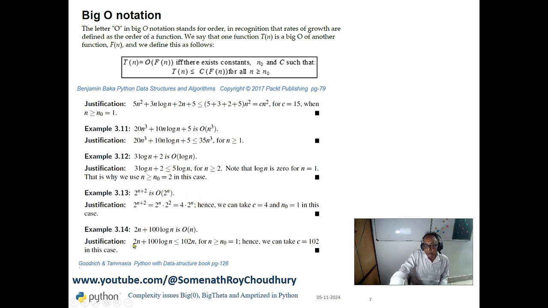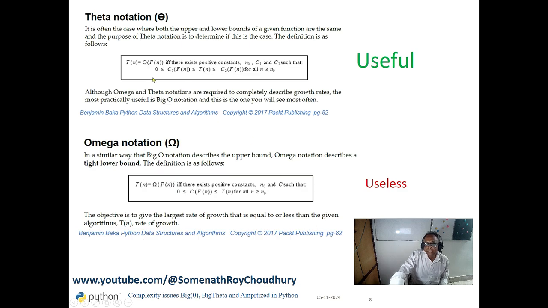There also you can see the weight problem, because log n is much smaller than this, and this is the addition. If it is multiplicative, then it is called linear logarithmic, but if it is addition, we call it the linear problem. The theta notation is very useful; it is more restrictive and gives the average, and omega is the lower bound, mostly useless.